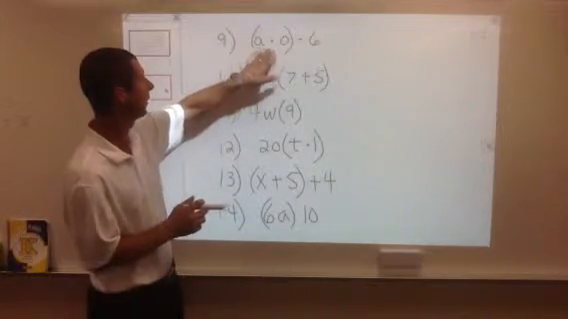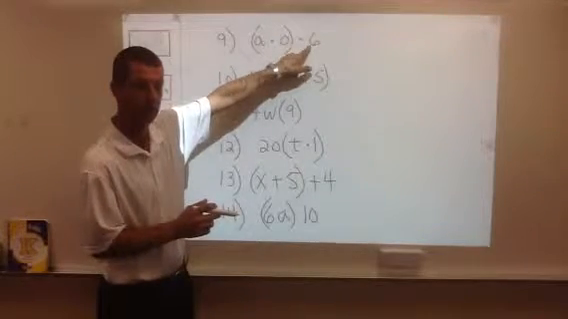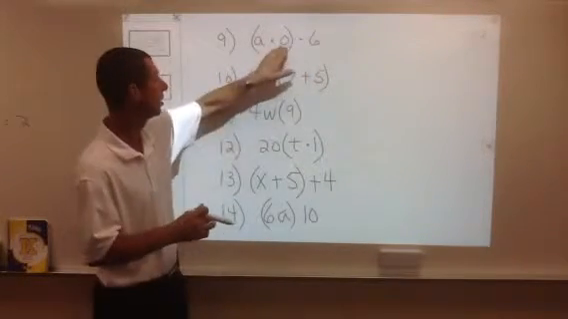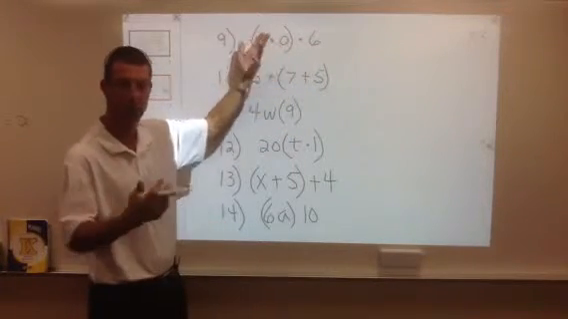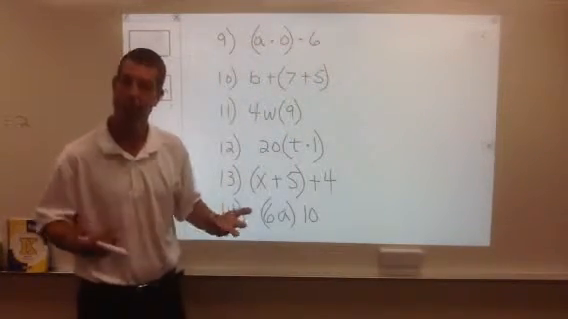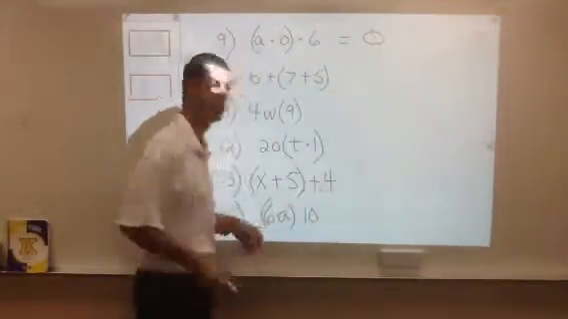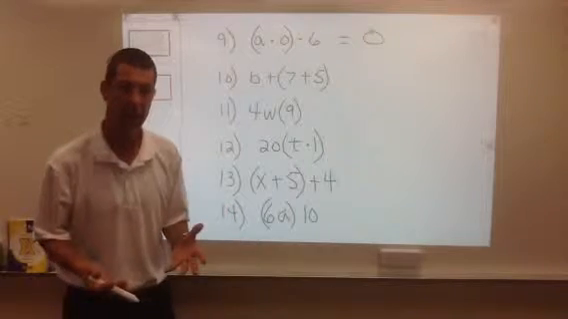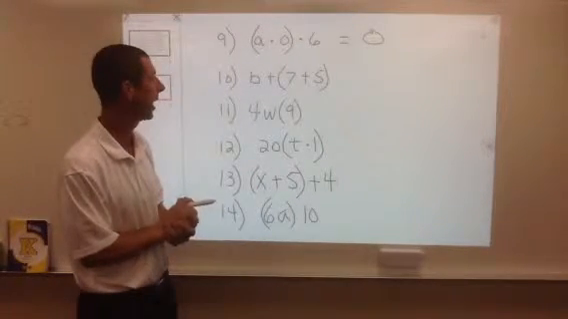If we take number 9, 0 times 6, we can combine that. And 0 times 6 is 0. And the A would go with the 0, well, anything times 0 is 0. So when we simplify this, the answer is 0. We don't have to put the letter A with it. Anything times 0 is 0, so that's the answer.